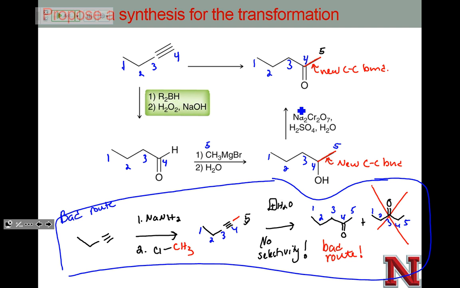So, to get to our final product, we would then have to not oxidize. If we oxidize, we wouldn't have the product that we have. We have our carbon oxygen double bond in the wrong position. So we're going to have to make it a good leaving group, and then have an E2.